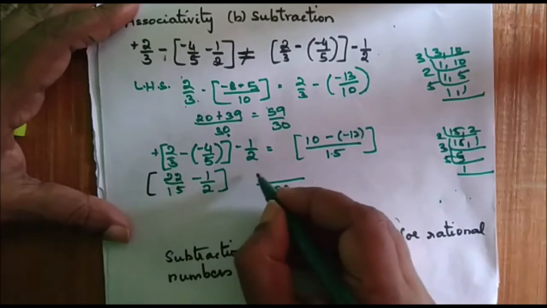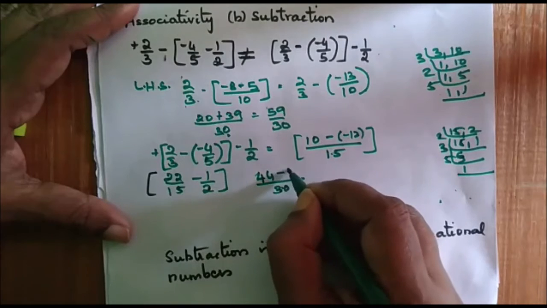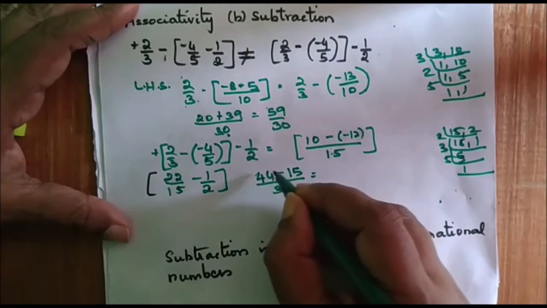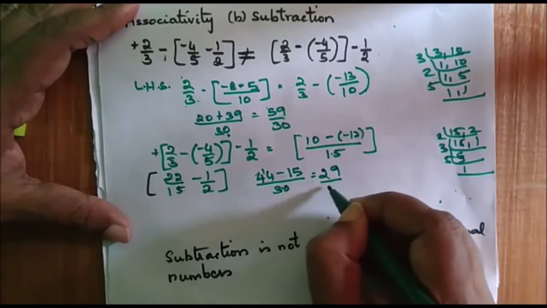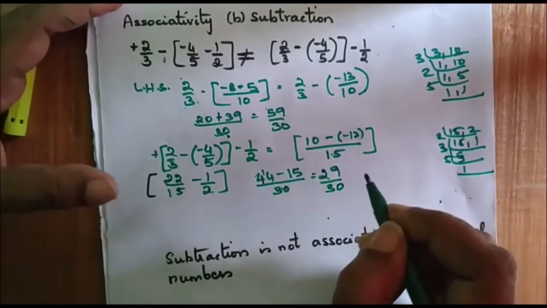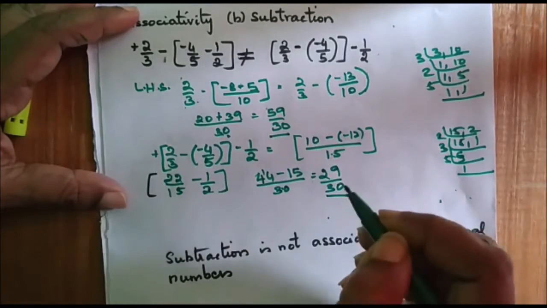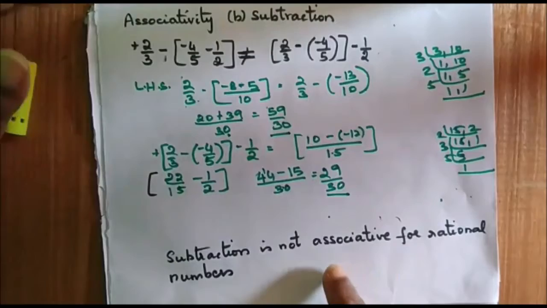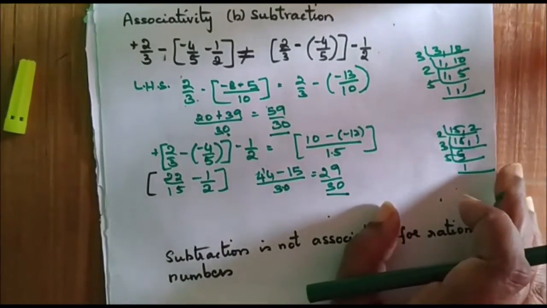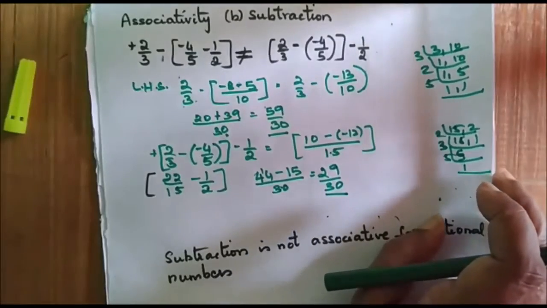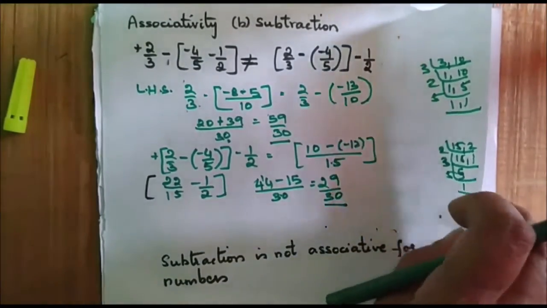15 goes in 3 2 times, it is 44. 2 goes in this 15 times. It is minus 15, which is nothing but 29 by 30. So the answer is different. In this case we got 59, here we have got 29. So subtraction is not associative for rational numbers. If we change the order of subtraction, the answer also will vary.